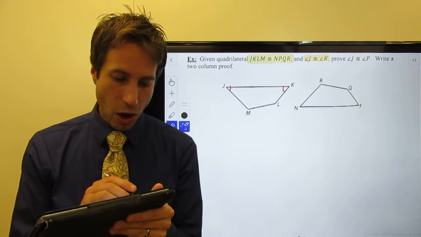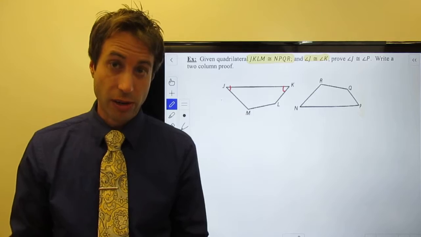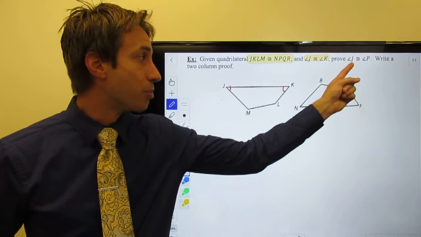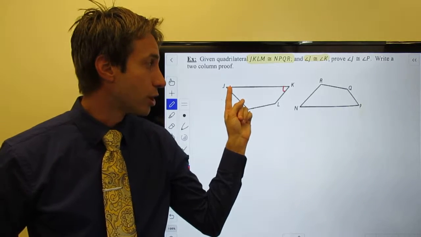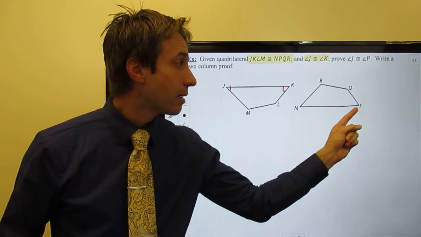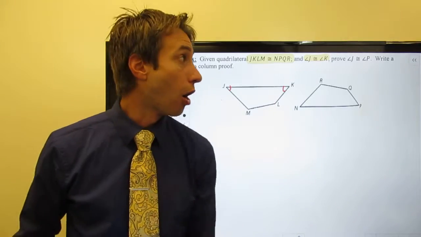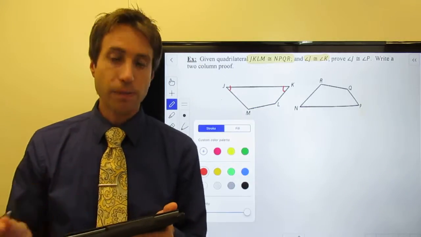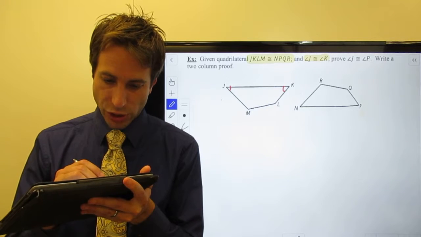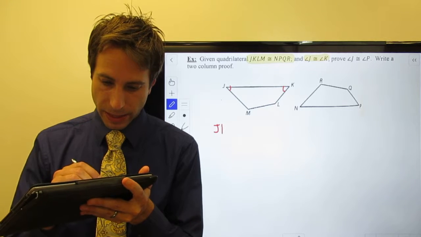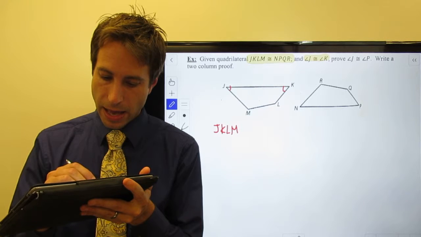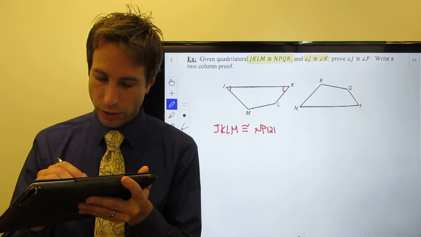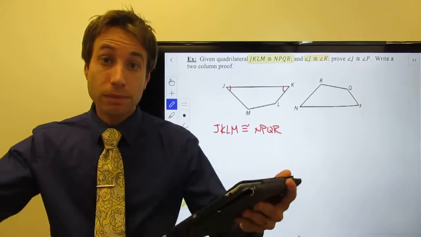Because I told you this, you already know corresponding parts are congruent. What I've given you is an additional piece of information telling you that these two angles are congruent. J and K are the same measure, right? All right, here we go. I want you to prove that angle J and angle P are congruent. Always start with what you're given. So, J, K, L, M is congruent to N, P, Q, and R. Why? It's given.